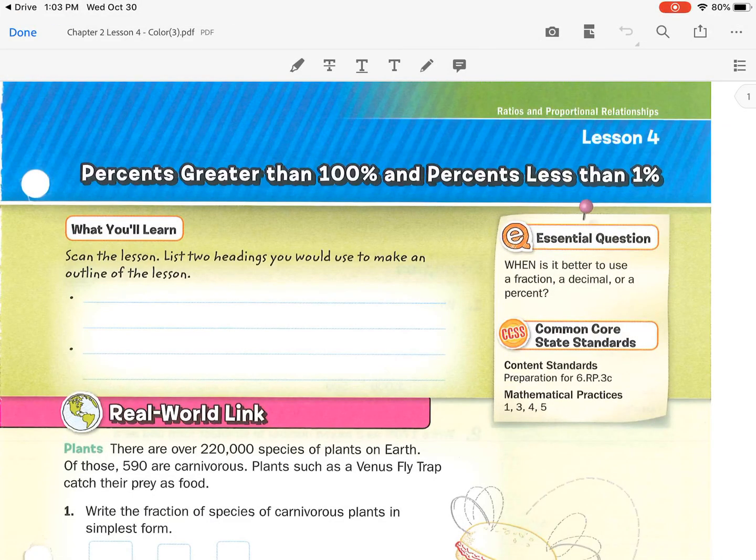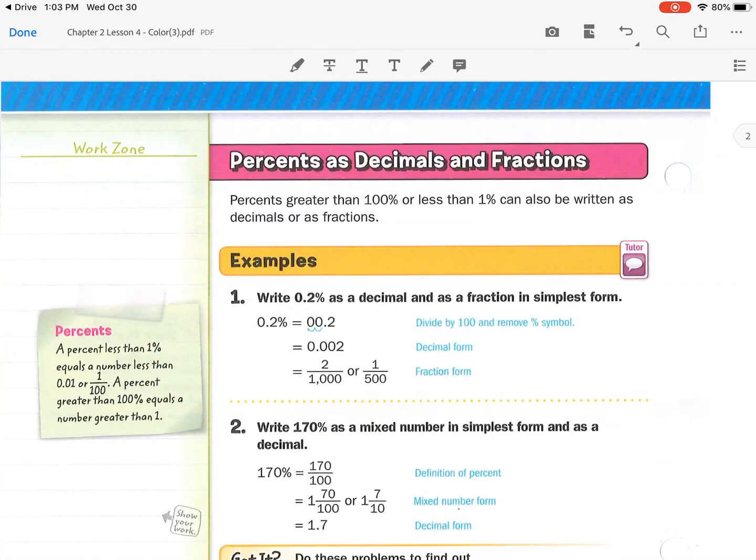Okay, we're going to go ahead and take a look at lesson 4. So go ahead and get your book open to page 117. And we're going to be looking at percents greater than 100% and percents that are less than 1%. So percents that are over 100 and percents that are less than 1%. So I want you to go ahead and turn to this next page.